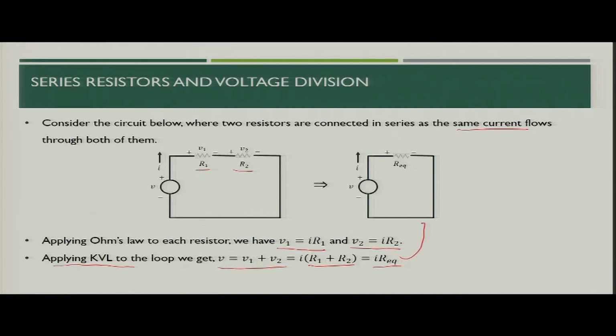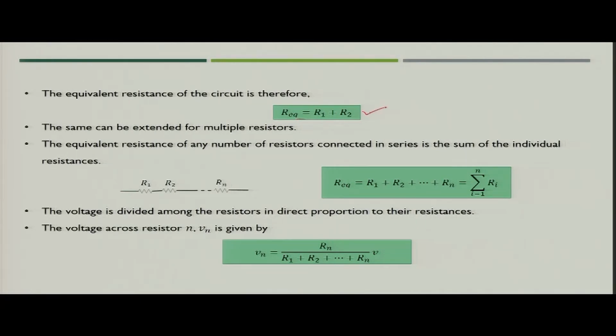This particular equation will be represented with the help of this figure, where we have a voltage source V and the equivalent resistor of both resistors R1 and R2. So, what we can write is: R equivalent is nothing but R1 plus R2. Now, if you generalize this equation, you can extend it to multiple resistors. The equivalent resistance for any number of resistors connected in series is the summation of the individual resistances.